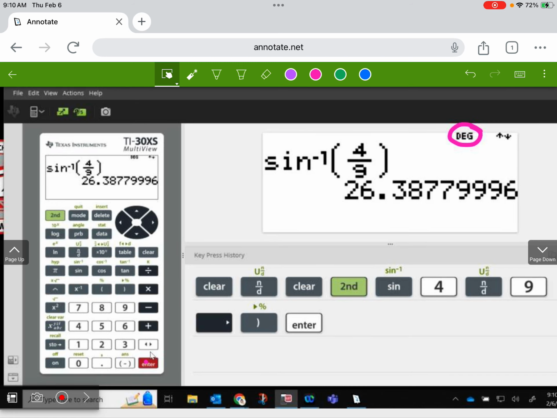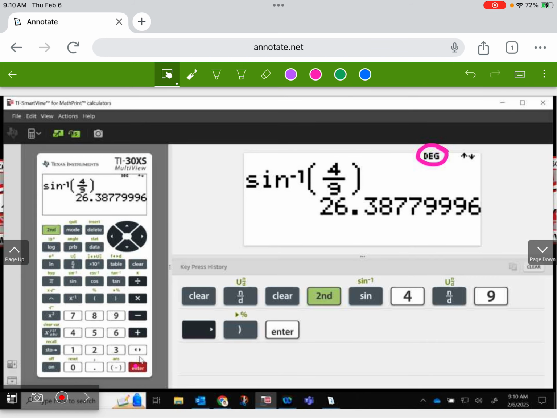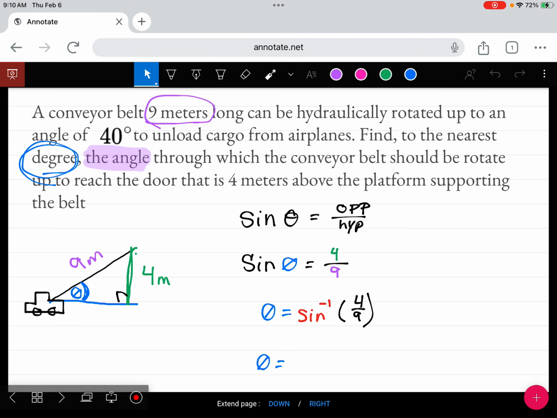26.387799996. They did tell us in the question to round to the nearest degree. So 26 degrees. So our angle is going to be 26 degrees. Okay. Questions on that one?